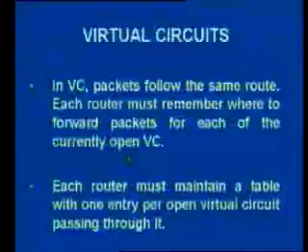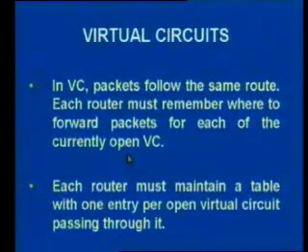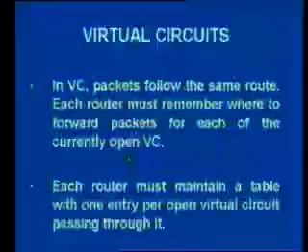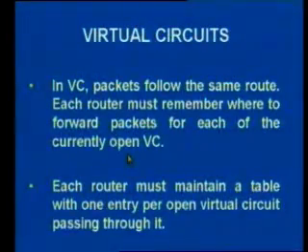Let me give you a proper explanation of what a virtual circuit is. In a virtual circuit, the packets follow the same route. Each router must remember where to forward packets for each of the currently open virtual circuits. There is a router which decides how to route each packet. They must have a table, and for a certain route a virtual circuit number is decided. So the router will assign a certain virtual circuit number to this packet, and this packet will follow the route whose virtual circuit number matches it.